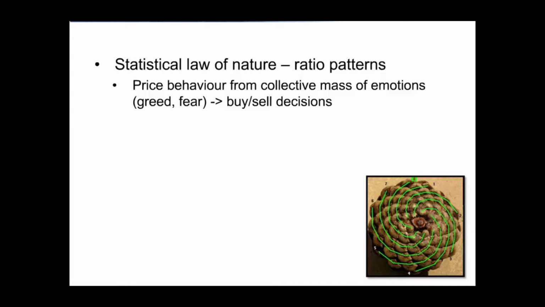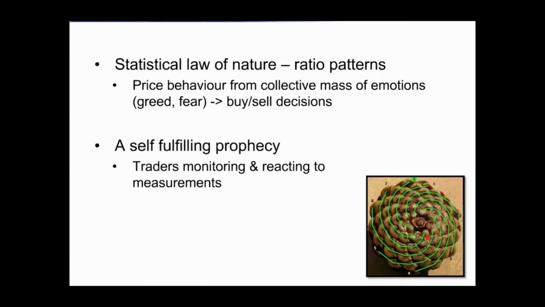So it's due to the collective mass of emotions from all the participants in the market. You get greed and fear, and out of this, they make buy and sell decisions, and you start to see these patterns develop, same as you see in nature. And then another one, I think there's a little bit of a self-fulfilling prophecy. There's a lot of Fibonacci teachers out there. I think I was privileged, as I said, to discover the godfather of Fibonacci, which is Joe.